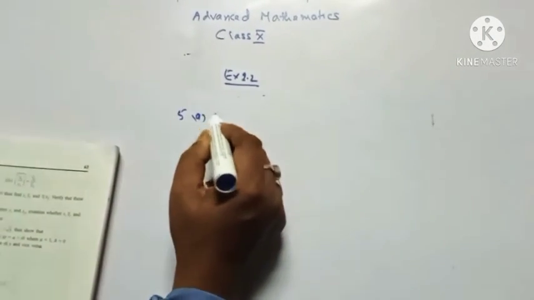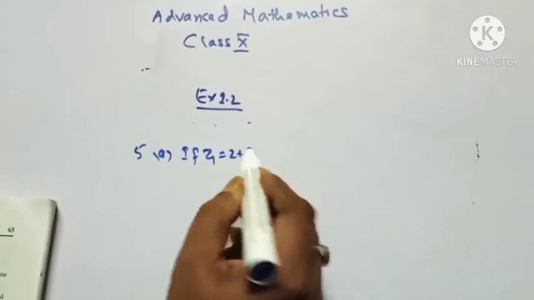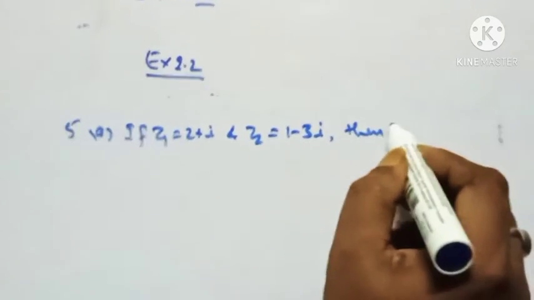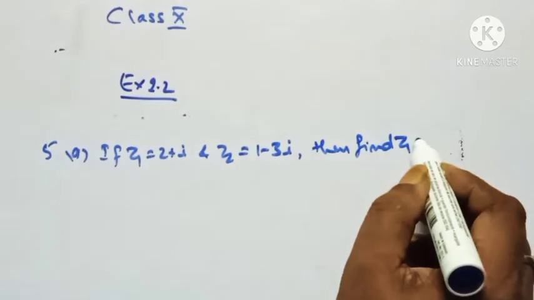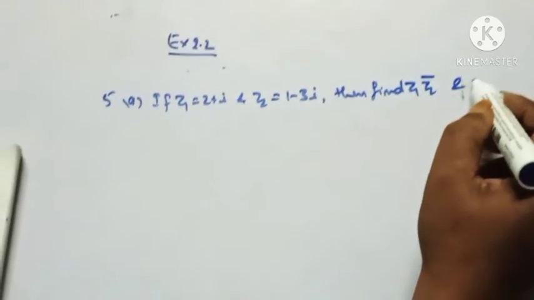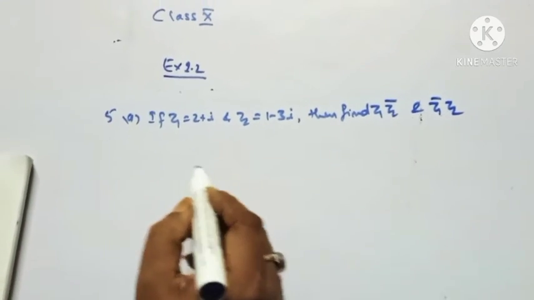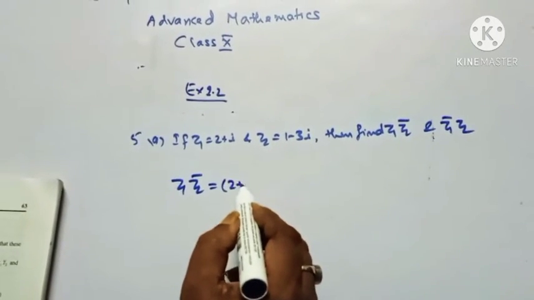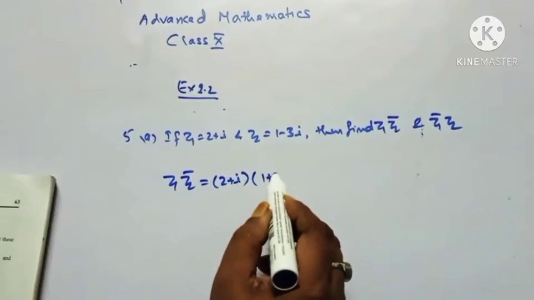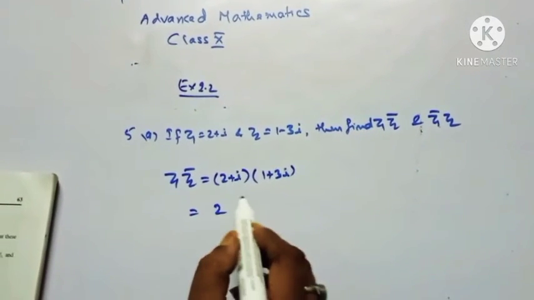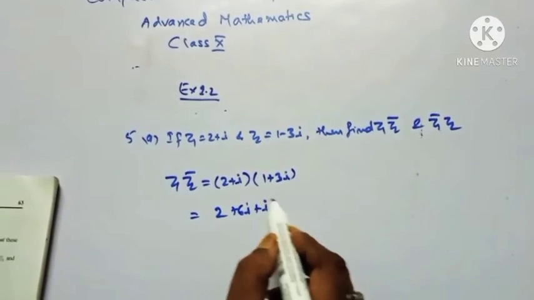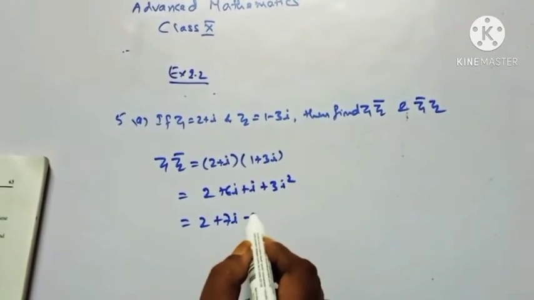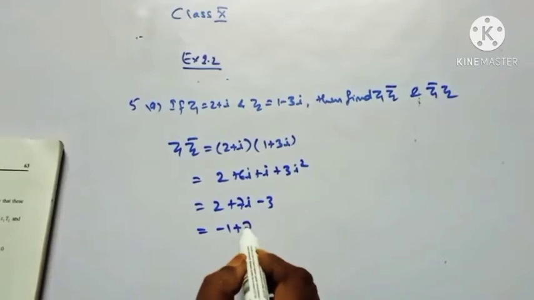5a, if z1 is equal to 2 plus i and z2 is equal to 1 minus 3i, then find z1 into z2 bar and z1 bar into z2. So here, z1 into z2 bar is equal to 2 plus i into z2 bar, this is 1 plus 3i. So this will be 2 plus 6i plus i plus 3i square. So this will be 2 plus 7i minus 3, so this will be minus 1 plus 7i.